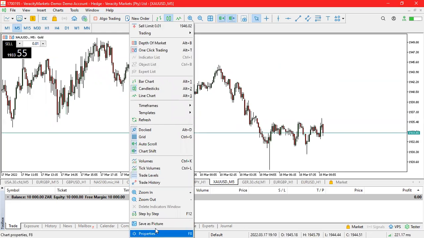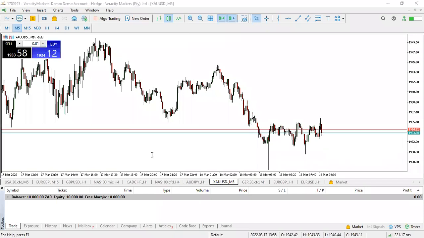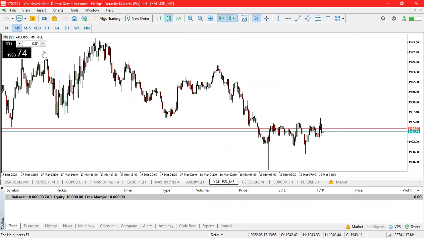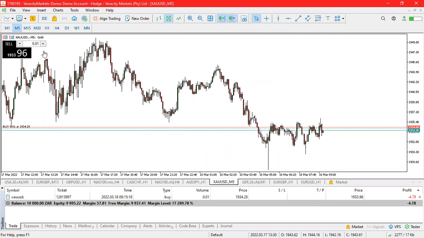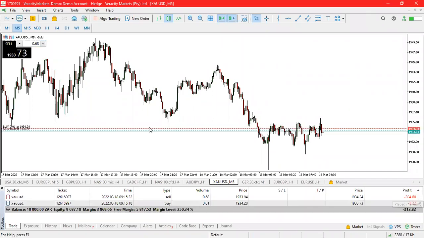Before placing a trade, check the spread. The spread is the gap, or the difference, between the bid and the ask. The spread is fine. I'm buying. I want to place 2 trades: one with the minimum lot size, and another one where I increase the lot size to 0.68. Let's open a buy, and then check the free margin.